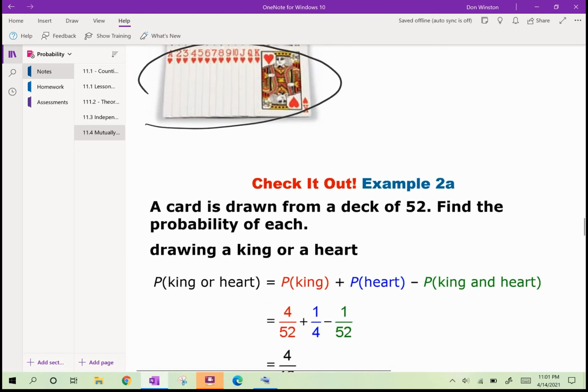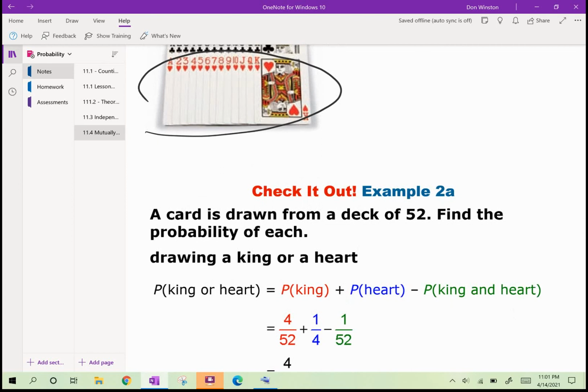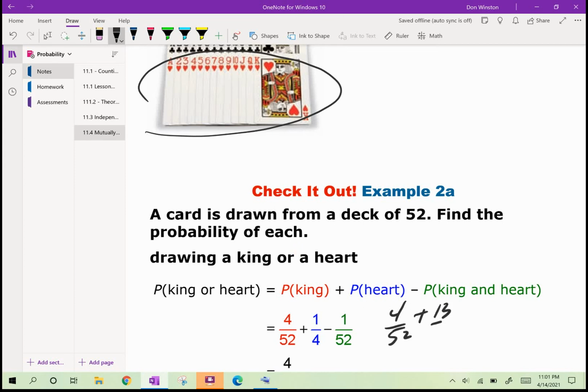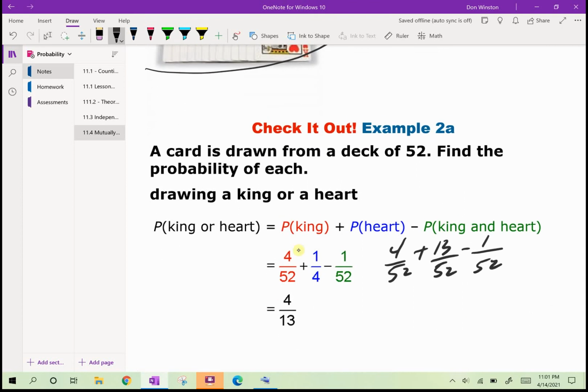Probability of a king, you have 4 out of 52. The probability of a heart, you have 13 out of 52. But then you have to subtract off 1, which is common to both. So you get 4 plus 13 is 17, minus 1 is 16 out of 52. And then when you divide by 4, you would get 4/13. It's strange, why didn't he just write that as 13 over 52?